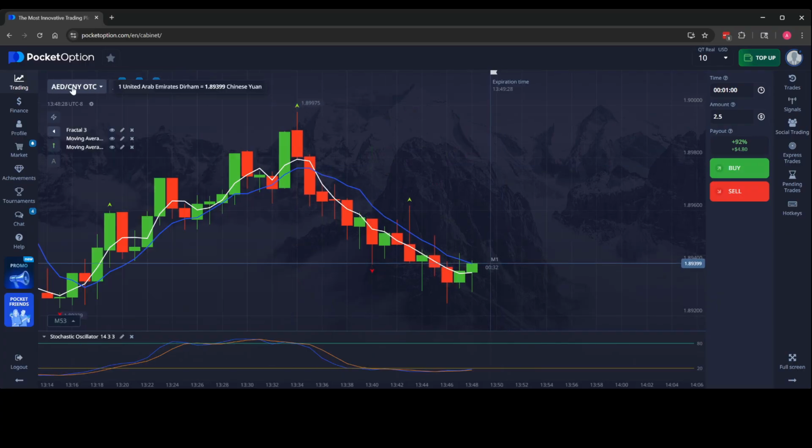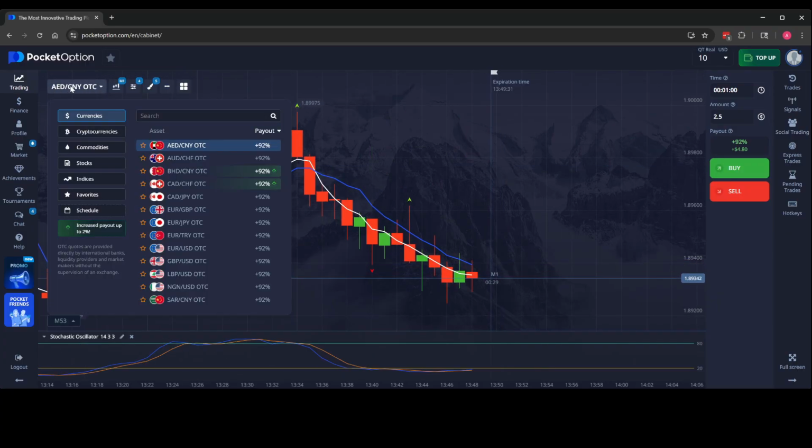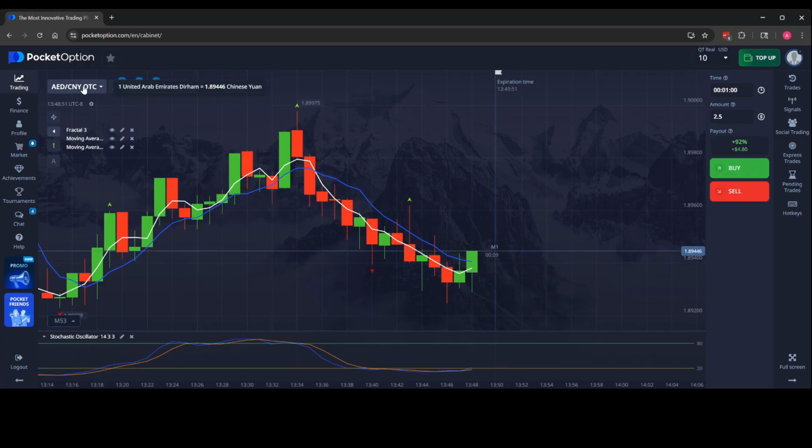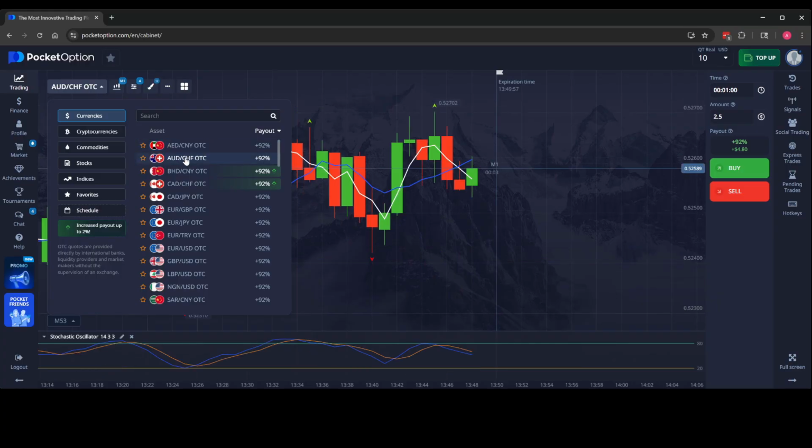So right now over here, these are called currency pairs. So AED, CNY. What that means is this is the currency pair of United Arab Emirates dirham and the Chinese yuan. So we're trying to see, okay, how is the AED priced against the Chinese yuan? So you can see here, 1 AED equals 1.89 Chinese yuan, right? And we're just trying to see, is this going to go up or is it going to go down?